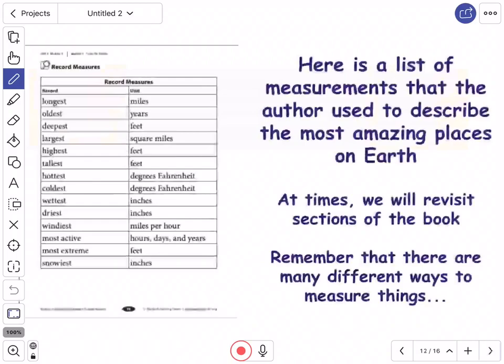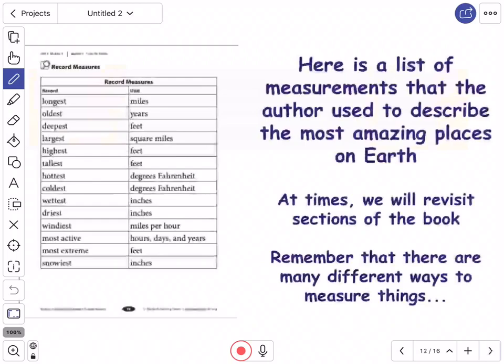Okay, so we have now concluded our book, but we are probably going to end up coming back to that book, so keep this book in mind, all right? We're going to switch gears a little bit here. Here is a list of the measurements that the author used to describe the most amazing places on Earth. At times, like I said, we will revisit sections of the book. So remember, there are many different ways to measure things.